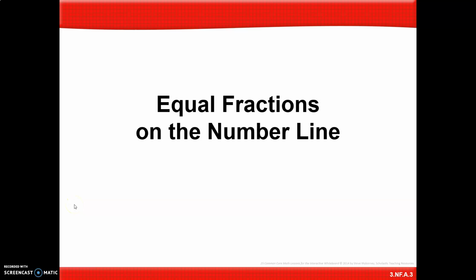Hi class! We're going to continue learning about fractions. Today, the new concept is about equal fractions on the number line.